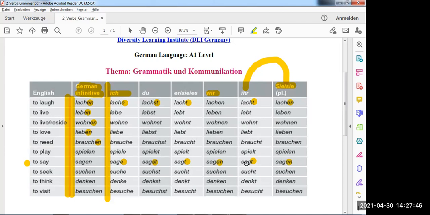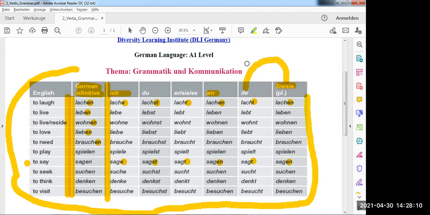Sag, sag, sag. Just like in lachen, lach, lach, lach, that's the stem. So, and the principle, the rest is your homework. You can go through. Any questions? Like I said, if you understand one principle, you have understood all the verbs.